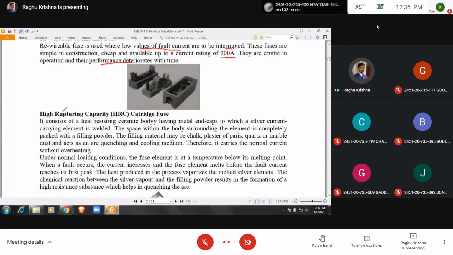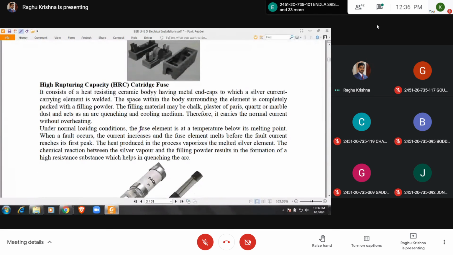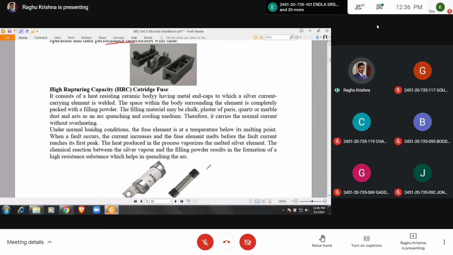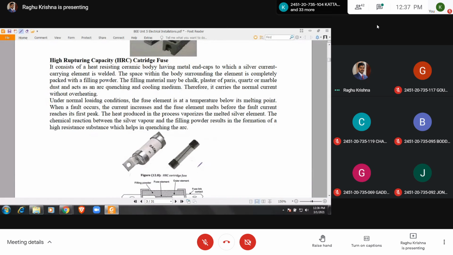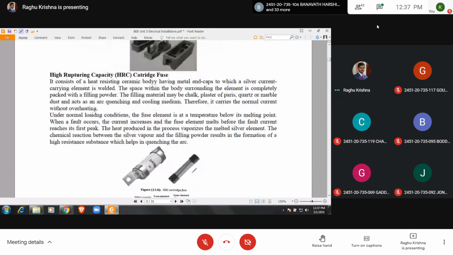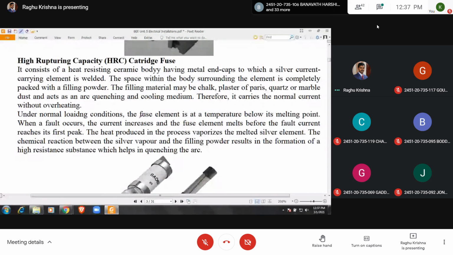Next, high rupturing capacity cartridge fuse. If you see this fuse, these are available in a spike guard. This type of fuse you can see in the spike guard which we use for computer or laptop. HRC fuse. High rupturing capacity, it is also called HRC cartridge fuse.